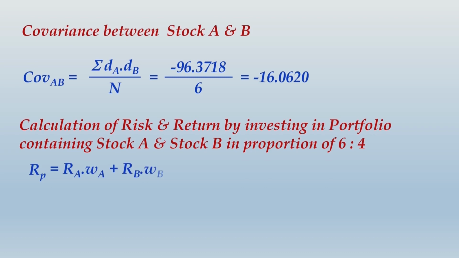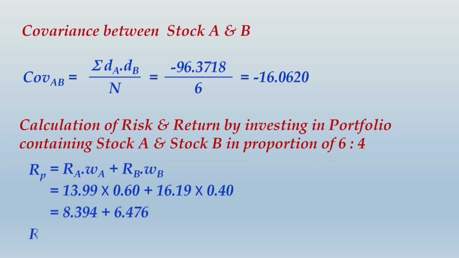Portfolio returns, that is RP, will be the weighted average of returns of stock A and stock B. So that will be applying 60% and 40% as weights for stock A and B respectively, and that comes to 14.87%. So please write up this whole thing and then I take you ahead.